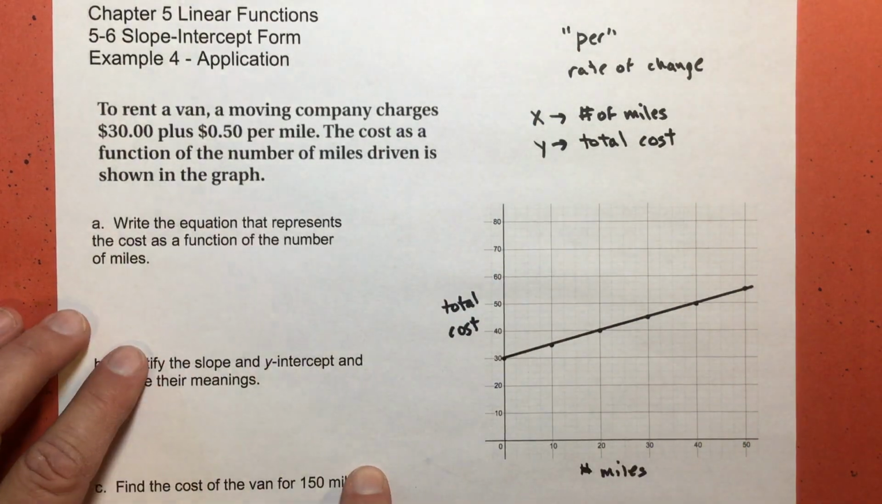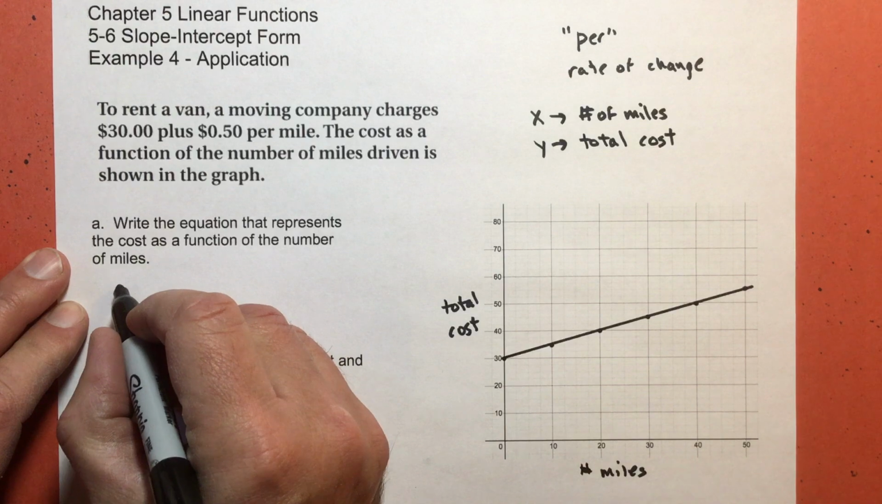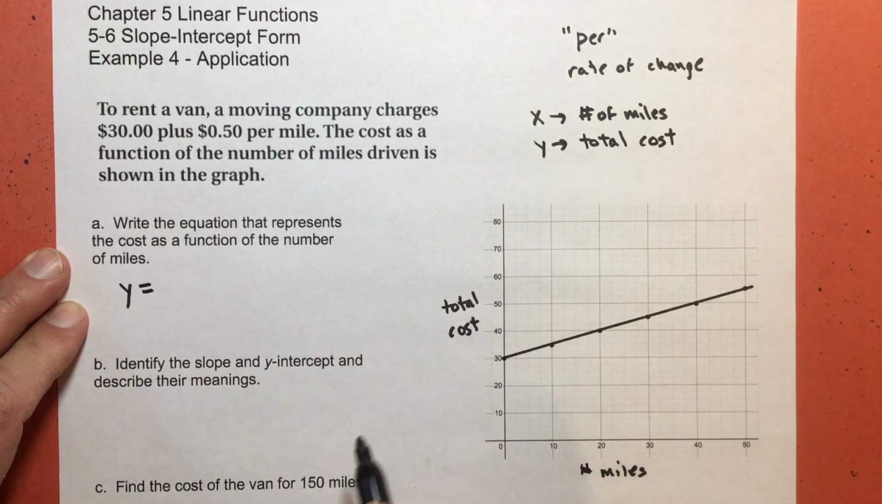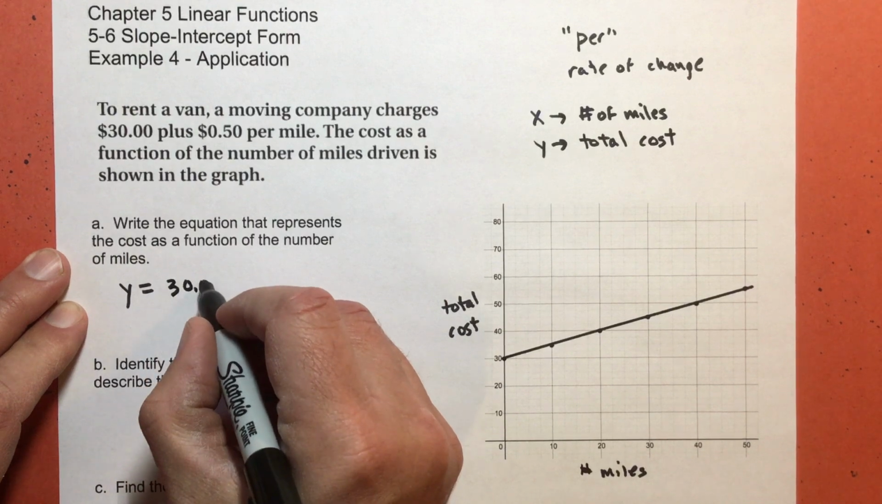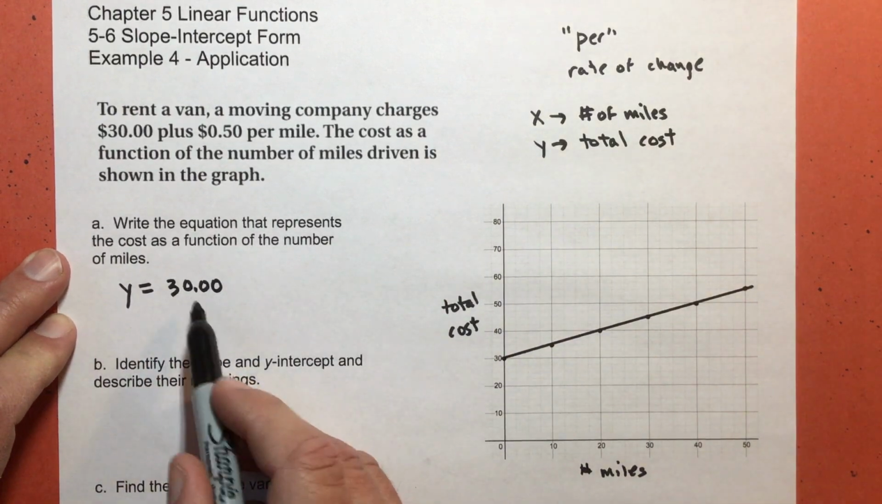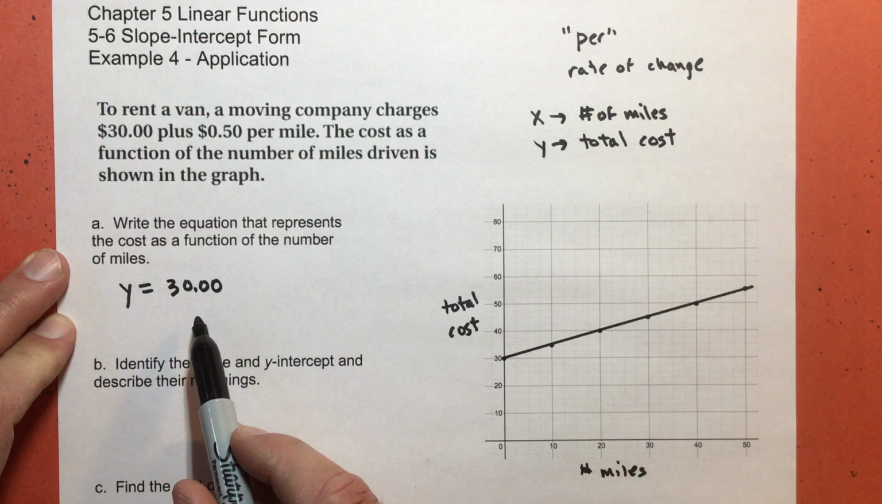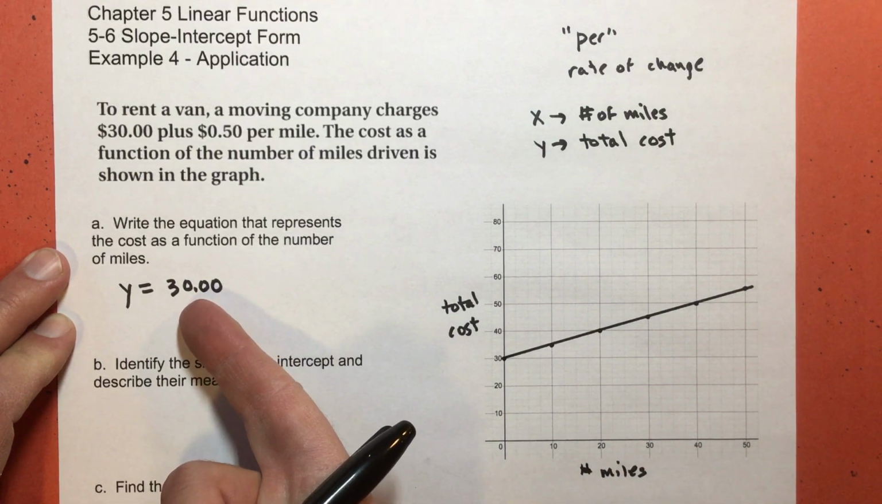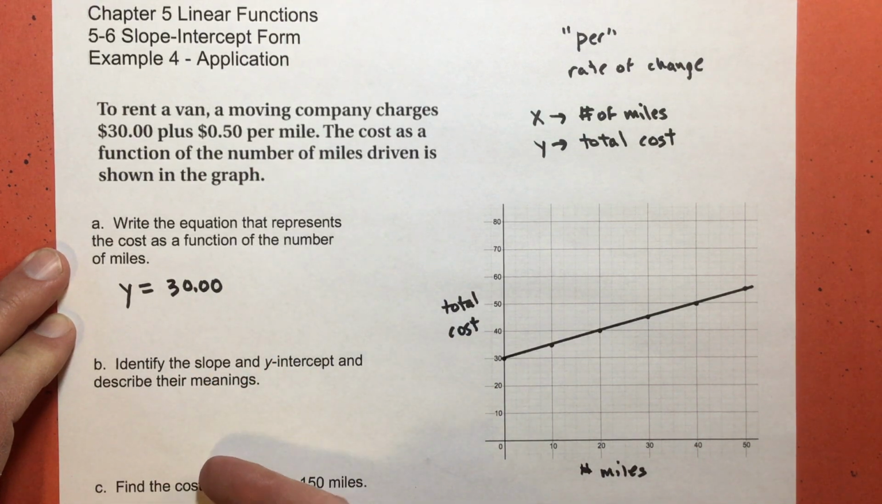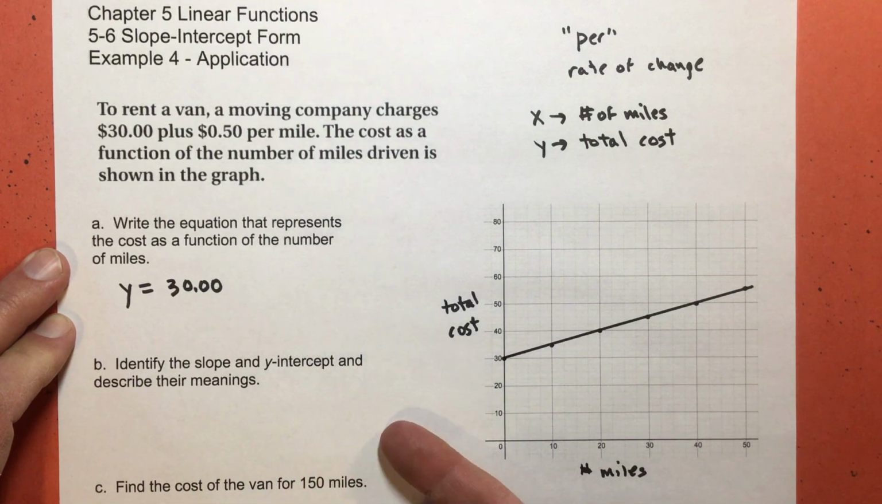Let's see if we can write the equation. So my total cost is going to be y. You're going to have a flat fee of $30. I'm going to put the decimal in there, even though we don't need it, just to show that it is money. All right. Now, each mile, you're going to increase by 50 cents. So after 1 mile, you're going to be up to $30.50. After 2 miles, you're going to be at 31. Then 31.50, 32, 32.50, 33, 33.50.